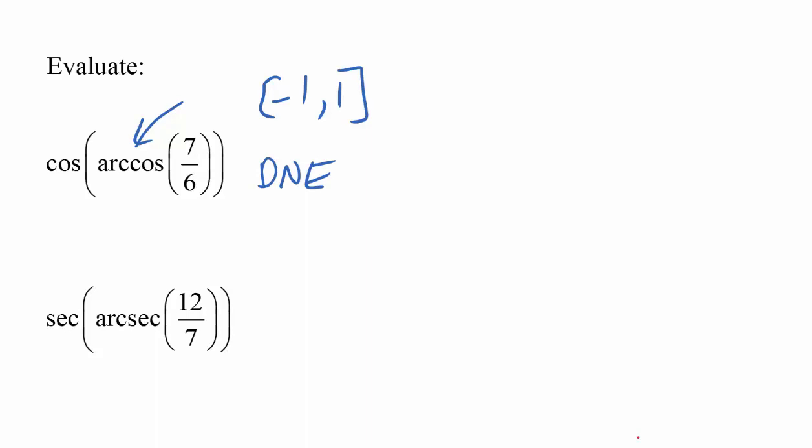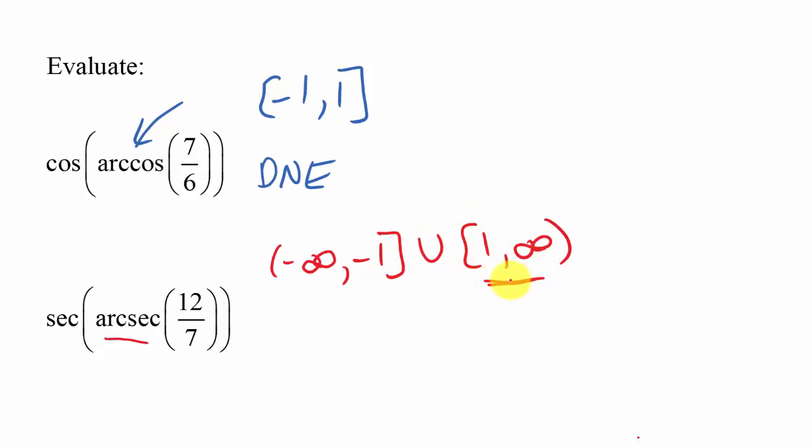So let's look at the secant of the arcsecant of 12/7. Is that going to be an issue again? Not for secant. Remember, for secant, the range for secant, which is the domain for its inverse function, is from -infinity to -1, and then from 1 to infinity. So our input for our arc or inverse secant is okay because it's on the 1 to infinity interval.